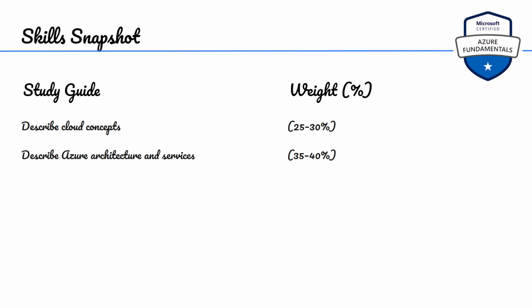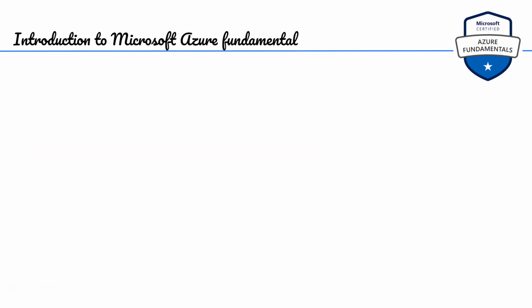The next one is Azure architecture and services, which takes 35 to 40%. You're going to explore how Azure is built and how it works, and also familiarize yourself with the extensive range of available services. And lastly is Azure management and governance, which takes 30 to 35%. In this, you will master the essentials of efficient resource management in Azure and gain insight into governance structures for maintaining seamless operation. So let's go to the introduction to Microsoft Azure Fundamentals.